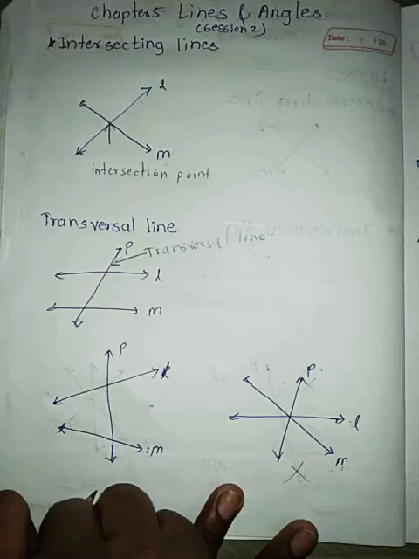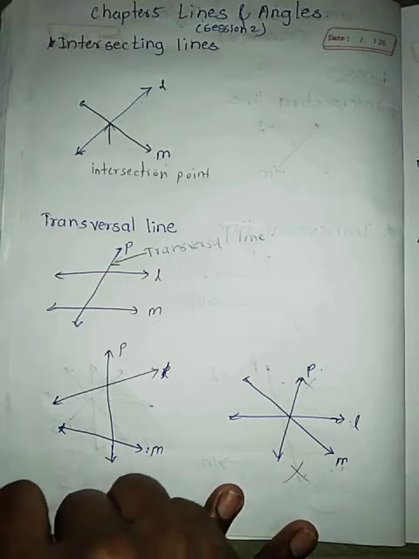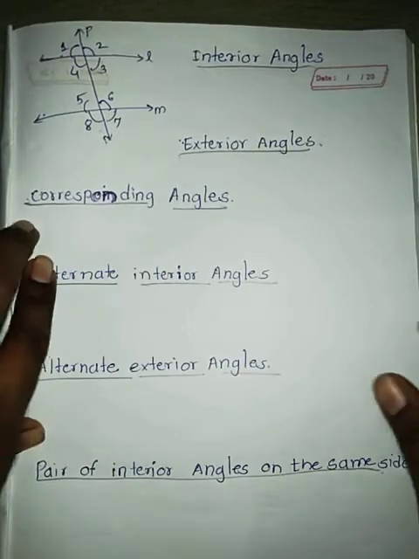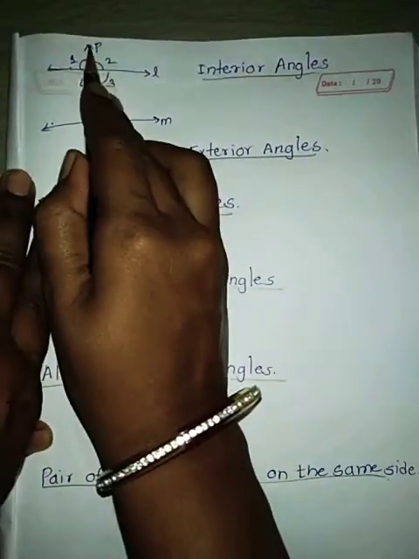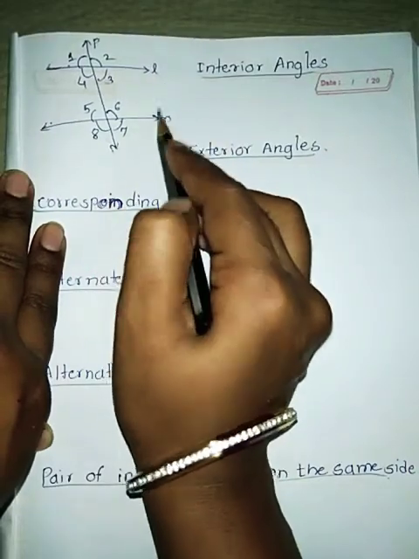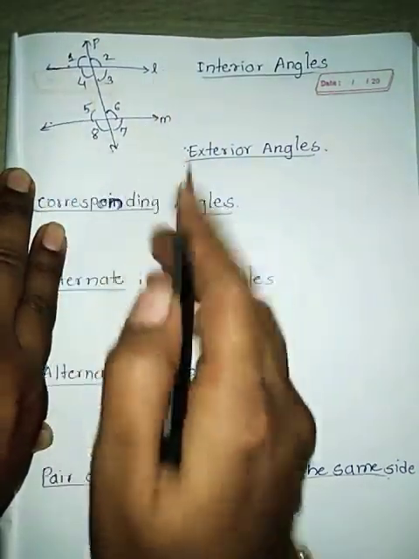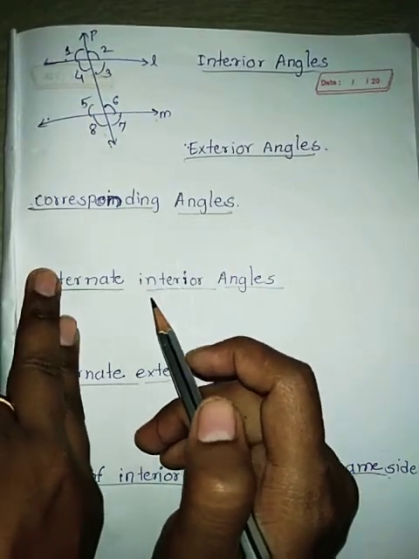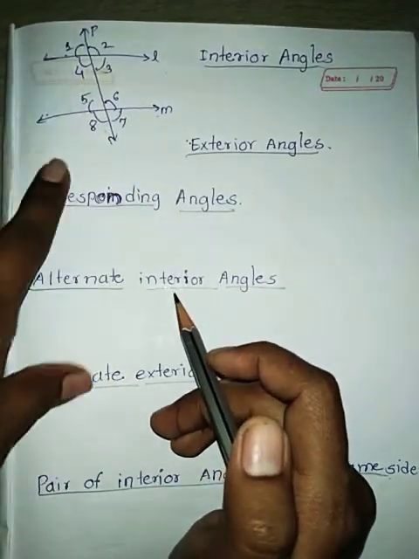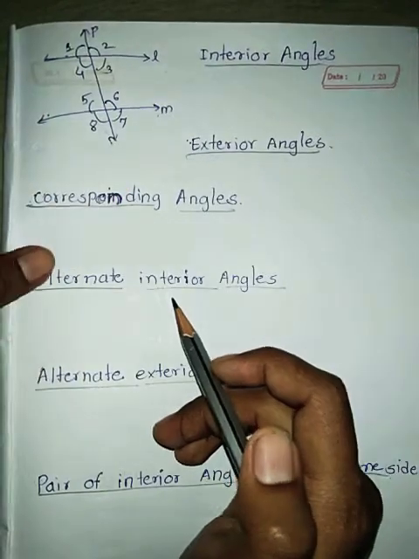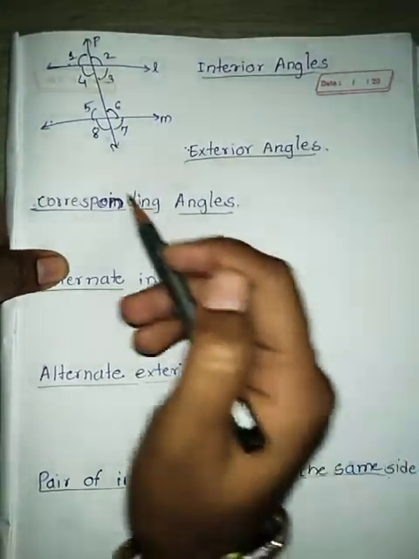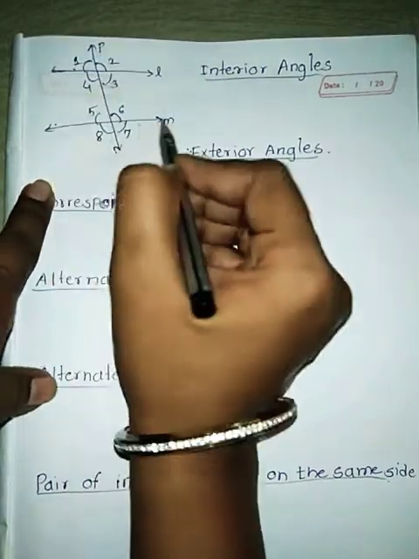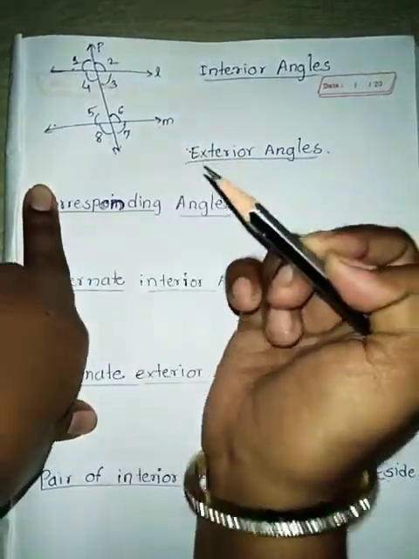Okay, now you got the idea of the transversal line. Now next we will learn, say P is a transversal line of L and M. The two lines L and M are there, and P is a transversal line. Now we will discuss the angles made by this transversal line. See here, I'll number these four angles 1, 2, 3, 4, and then 5, 6, 7, 8.